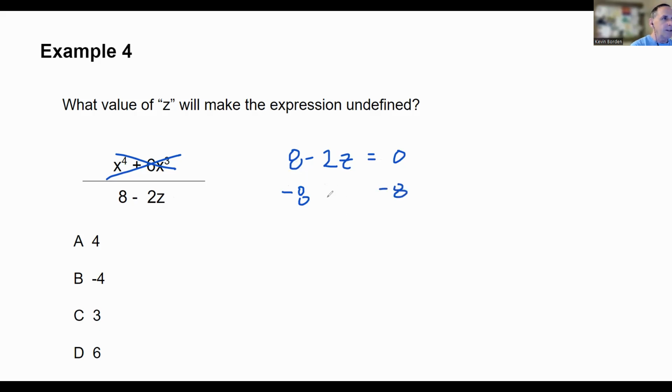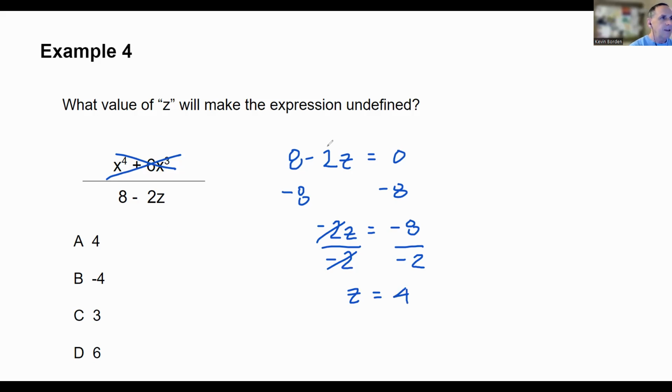We're going to subtract 8 from both sides. That leaves us with -2z equals -8. We want to divide by what z is being multiplied by. That's -2. And that cancels out the -2, and it leaves us with z equals 4.